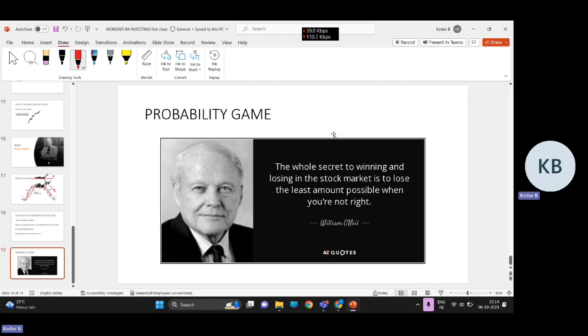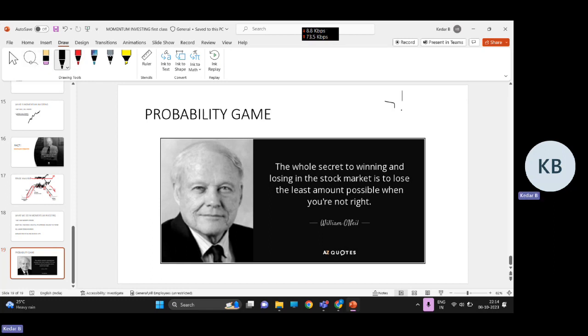This is all a probability game. The whole secret to winning and losing in the stock market is to lose the least amount when you're not right, and to gain the maximum amount when you are right. So it's all a probability game.